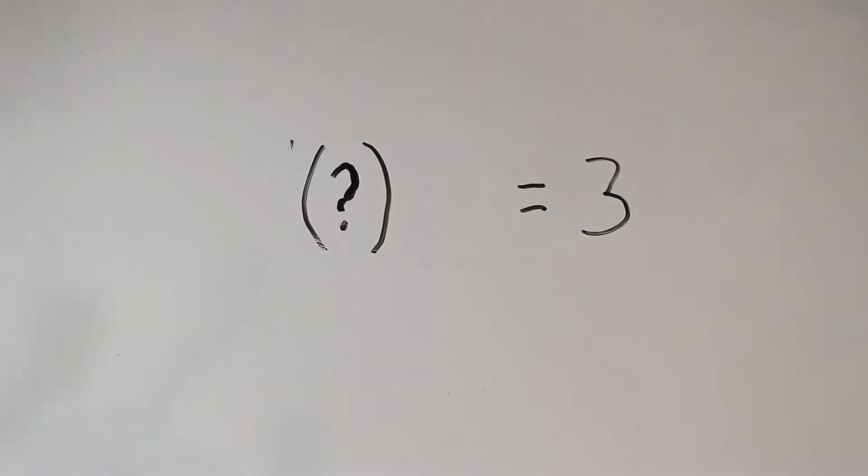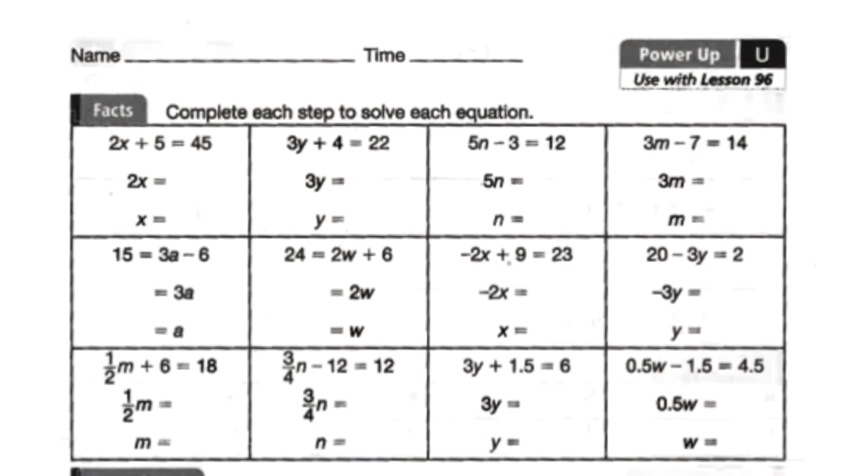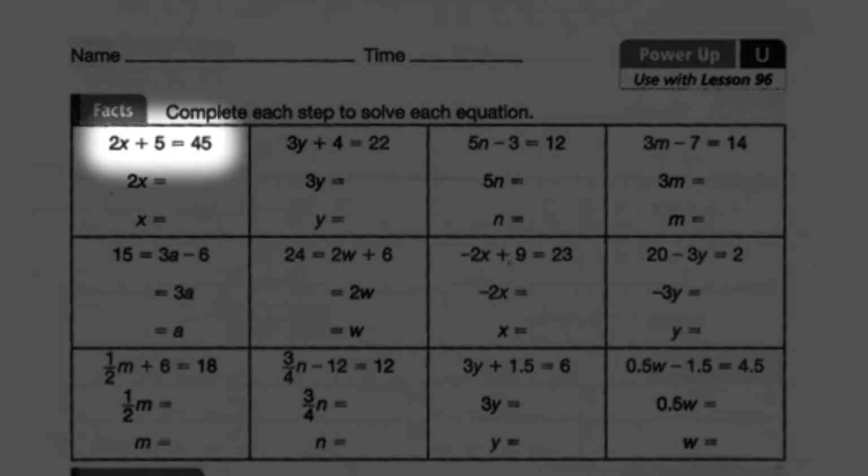This is the process we are doing in our power-up. Luckily for us, the power-up reminds us which steps we are supposed to do first. But now you know why. When we're trying to find the value of a variable within a problem that we know the answer to, we move backward through the order of operations to find it.